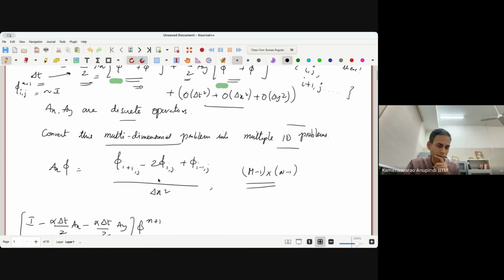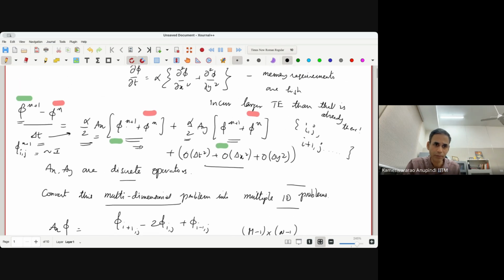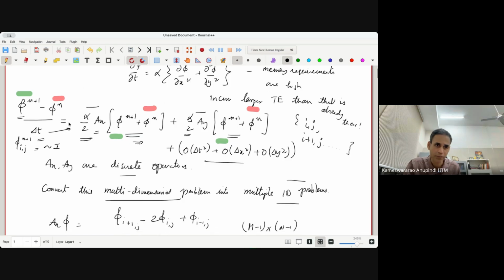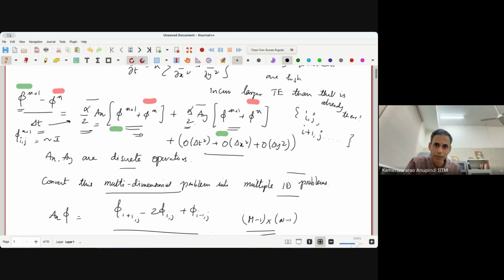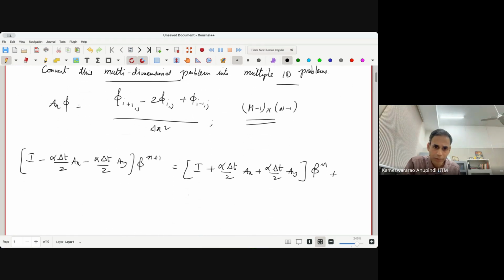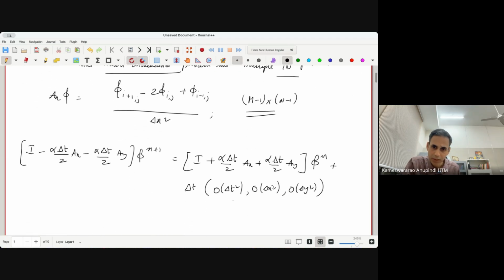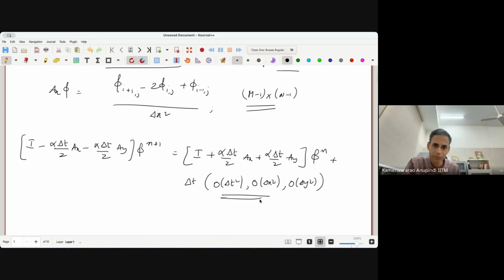Phi n plus 1. Okay, that's what we have. And then because this is positive, these two will become minus when we go to the left hand side. And then on the right hand side, we will have I plus alpha delta t by 2 ax plus alpha delta t by 2 ay. Okay, phi n is what we have. So this is going to be phi n. And then plus we have delta t multiplying order delta t square, order delta x square, order delta y square. So that is the truncation error that we have there.